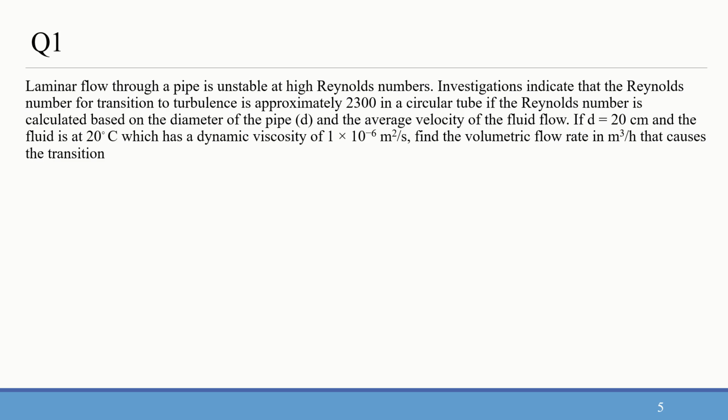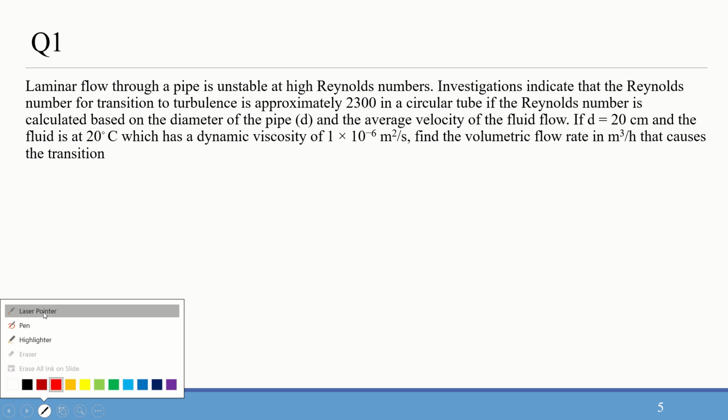Now we are asked to find the volumetric flow rate in meter cube per hour that causes this transition. So what we need to do is calculate the volumetric flow rate. What is volumetric flow rate? It is the volume which is flowing in that particular time duration. Here we are asked to find it in meter cube per hour unit.